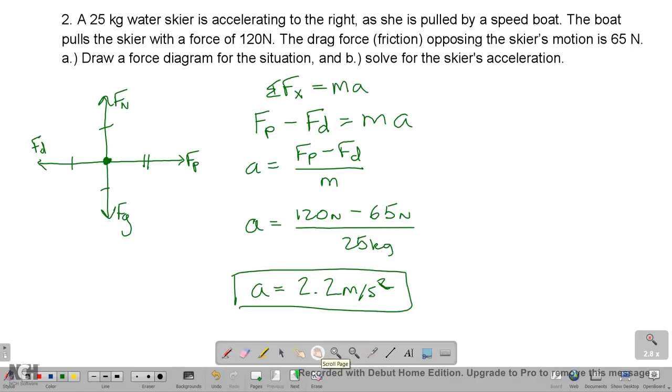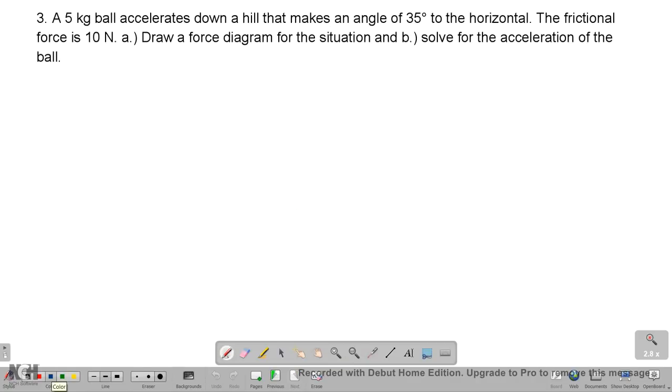On to number 3. A 5 kilogram ball accelerates down a hill that makes an angle of 35 degrees to the horizontal. The frictional force is 10 newtons. We need a force diagram and to solve for the acceleration. So you should have a diagram on your paper, but the force diagram, the ball is going down the hill to the right.